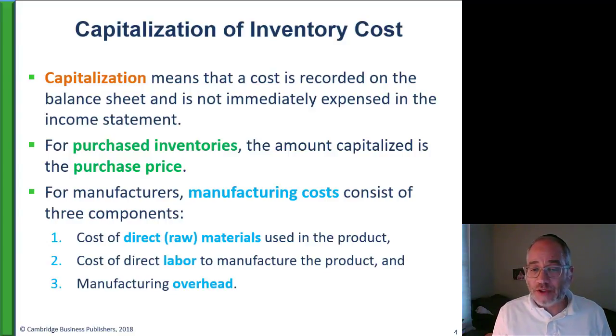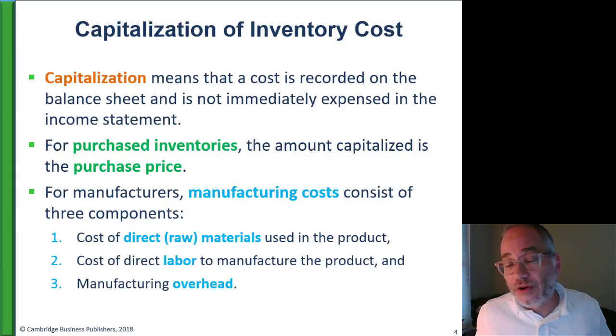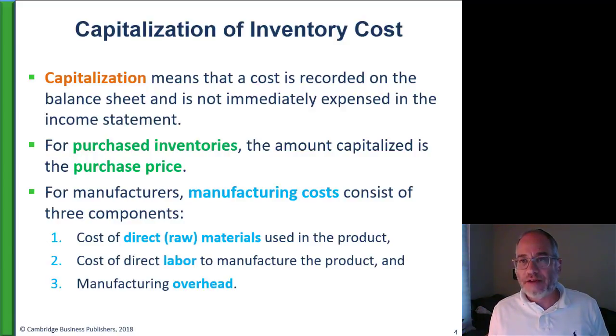Now, if you're manufacturing your own inventory, then the cost is going to consist of three basic components. One of them is called raw materials. That would be whatever materials you initially put into production. One would be called direct labor. That is the cost of paying the people who worked on the items to make them. And the third one is called manufacturing overhead. This is the cost of running the factory, besides the materials and labor. It's basically everything else.